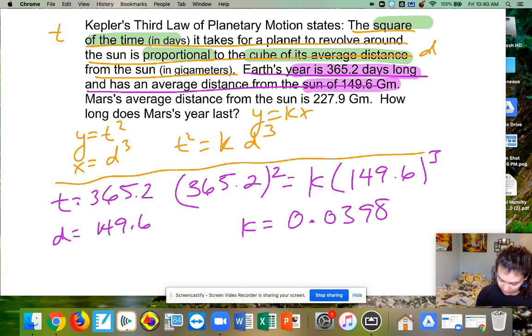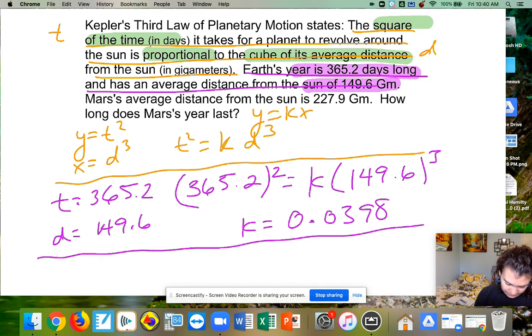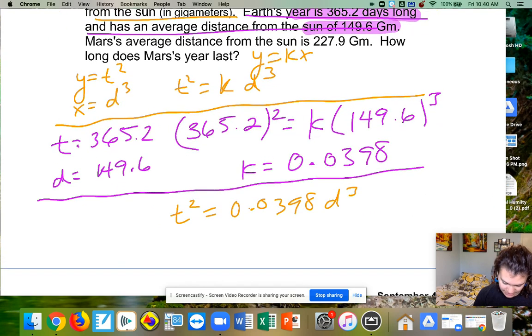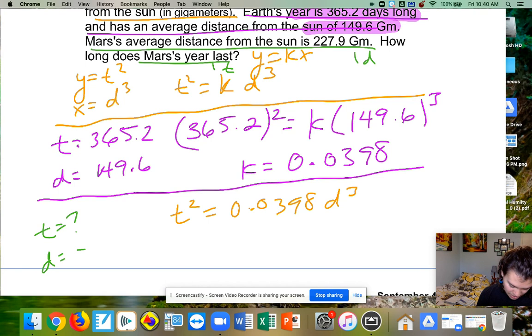Okay, now we need to rewrite our equation. Plug that back in. So go back up to the orange and we'll get t squared equals 0.0398 d cubed. And now we're ready for the last sentence. So if we go back up here, the last one was Mars's average distance from the sun is 227.9. How long does a year last? So it gives us the distance and we're looking for the time. So time is what we're looking for. Distance was 227.9. So we can then just plug those in.